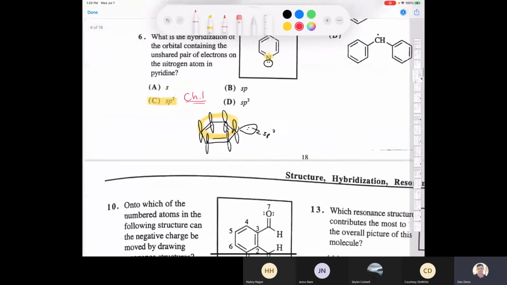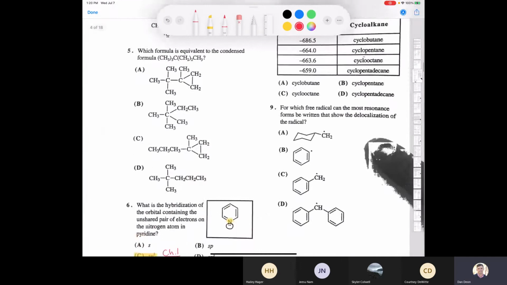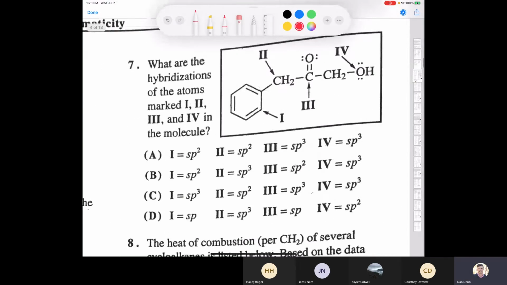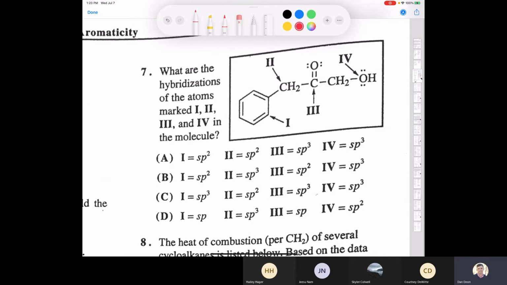Let's take a look at a question that I think everybody would get pretty quickly. I'd like to ask you question number 7. It just says, what are the hybridizations of atoms 1, 2, 3, and 4? If anybody has an answer for this one, feel free to throw it up.